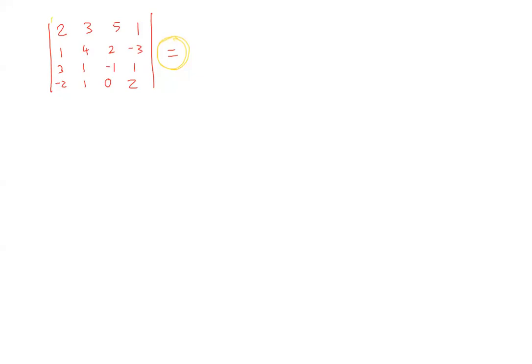So again, I'm going to denote the operations that I'm doing. So here I have this very lovely one. I want to use this as my pivot. So row 1, I swap it with row 2. So I put a negative sign in front, and I have 1, 4, 2, -3, 2, 3, 5, 1, 3, 1, -1, 1, -2, 1, 0, 2. So far, so good?